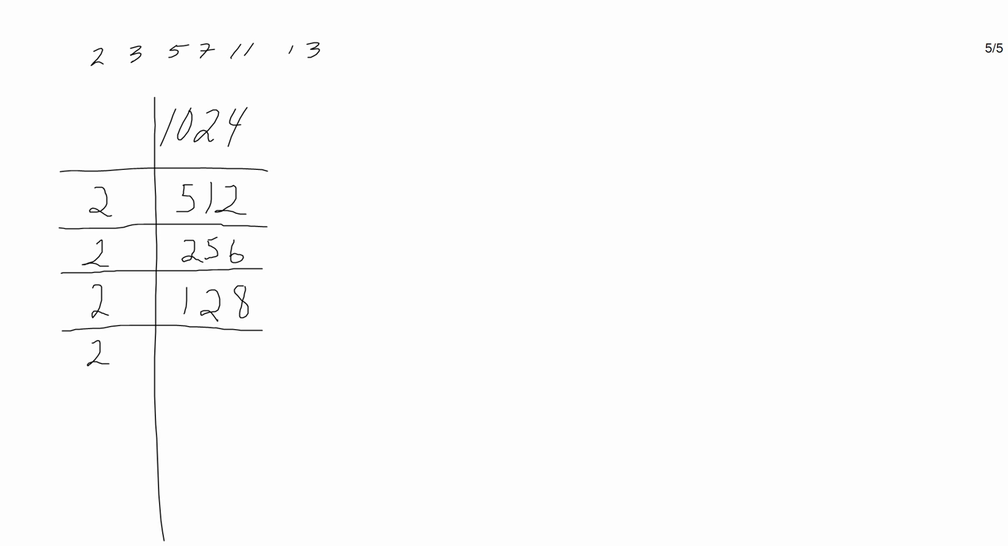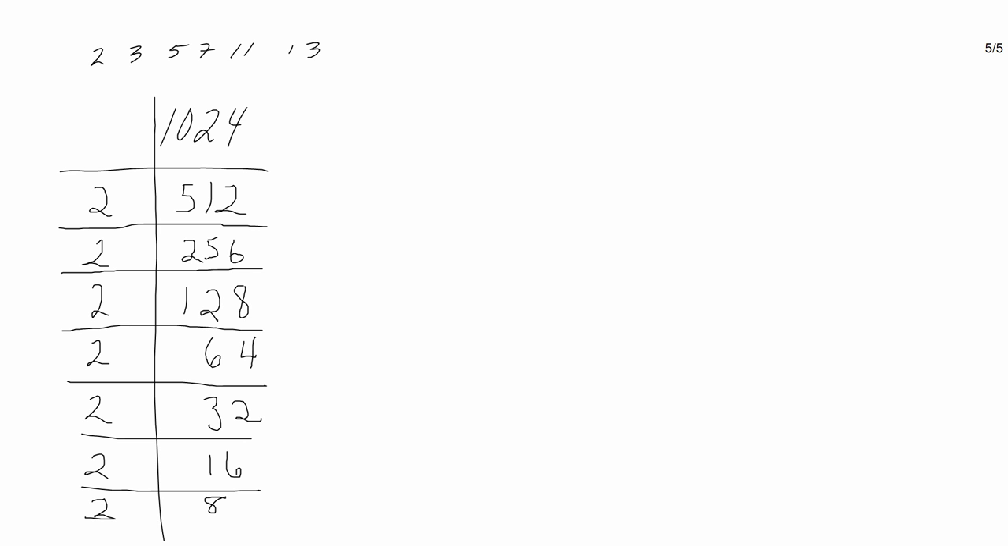2, now I'll do this one for you, 64. You should be able to do that. 2 again, 32. 2 again. Now since I'm running out of room, I'm going to put 2 to the third power here. 2 to the third is what? 8. So, I've got 3, 4, 5, 6, 7, 8, 9, 10. So the prime factorization of 1024 is 2 to the 10th power.